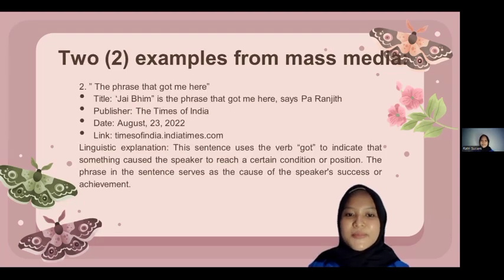Number 2 is the press that got me here. The source is the Times of India, and the title is Zaidin is the press that got me here, Sai Parajit. The publisher is the Times of India and the date is August 23, 2022. Linguistic explanation. The sentence uses the verb got to indicate that something caused the speaker to reach a certain condition or position. The phrase in the sentence serves as the cause of the speaker's success or achievement.